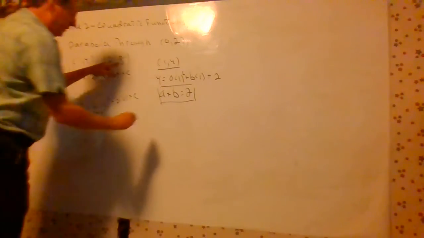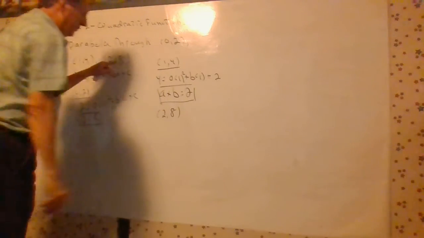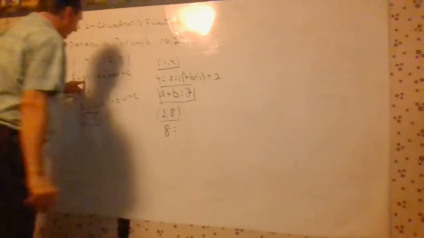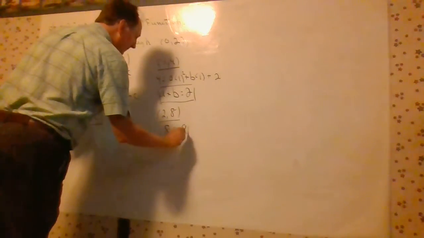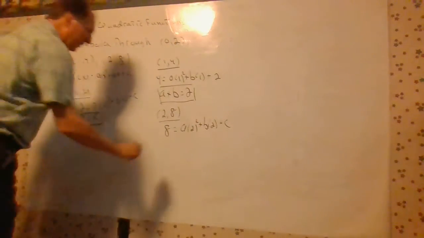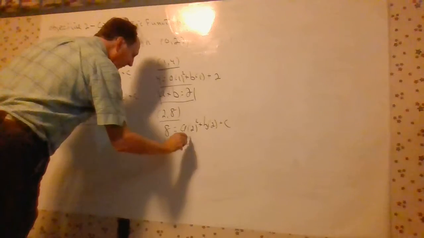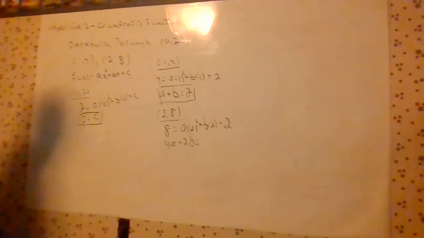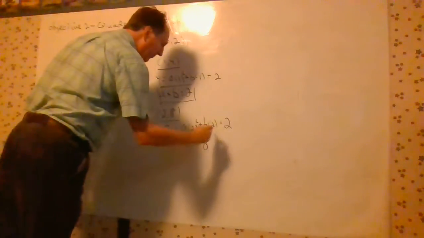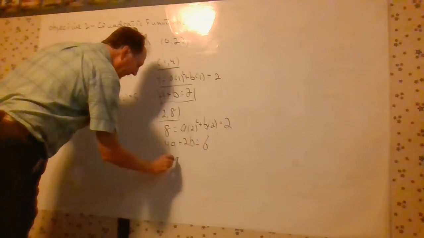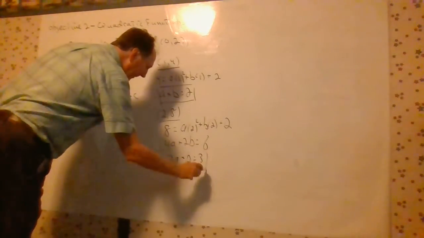And then consider this point here, 2, 8. We can plug 8 in for y. And a times 2 squared plus b times 2 plus c. We have 4a plus 2b plus c, and we can plug 2 in for c. I forgot about that. Equals 6. Subtract 2 from both sides. And you could divide 2 out, shrink this equation down to 2a plus b equals 3.